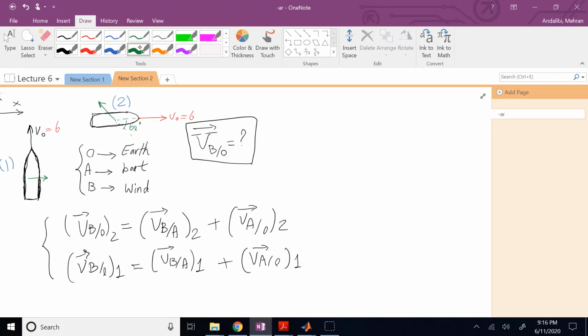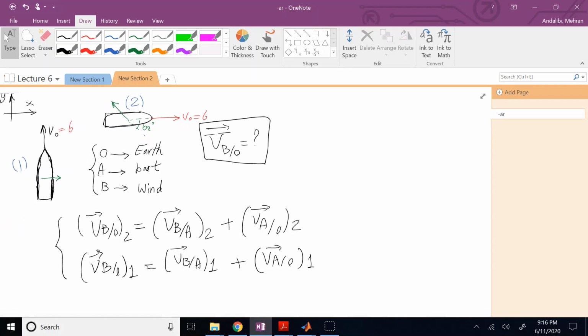So what do I know about velocity of boat with respect to the ground in position 1, this guy? Clearly it is v naught, and it is in the y direction, positive y. So if I want to write it as a vector, it is going to be 6j, right? Because j is positive y, and it is v naught. Similarly, for situation 2, it is 6 units, but in the positive x direction. So this guy is going to be 6 times i, right? No big deal.